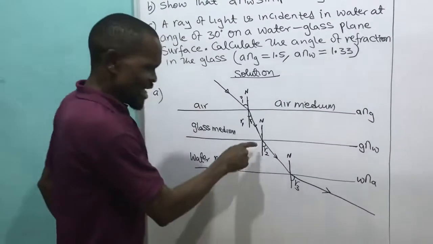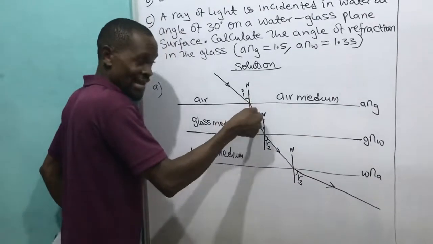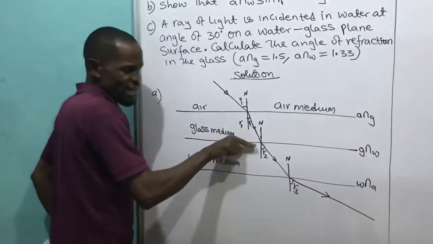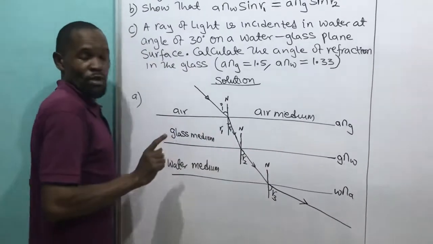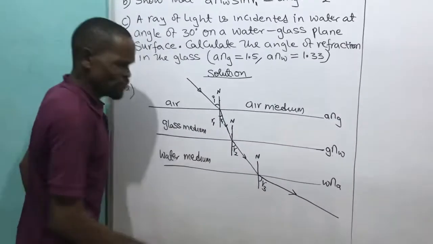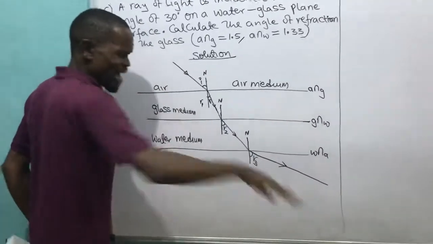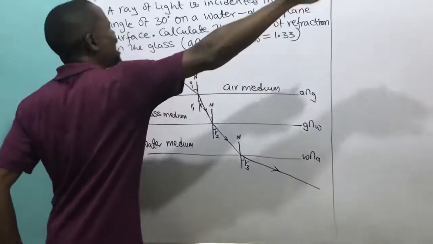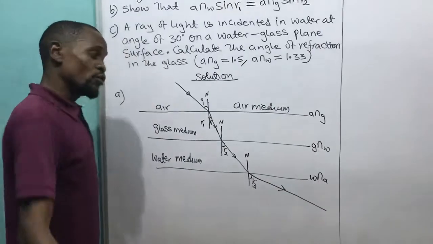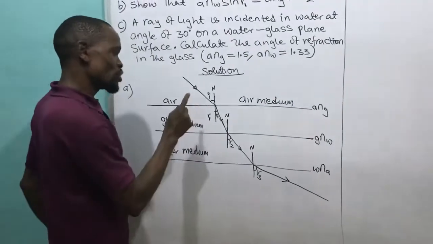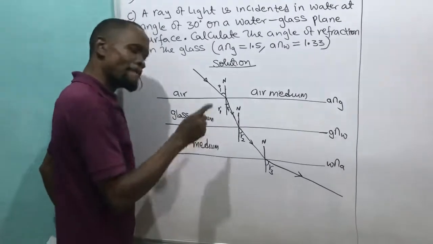Are you getting what I'm saying? That's what we mean by moving away from the normal. But when it was in glass, it came close to the normal. Then when it gets to water, what happened? It moved a little farther away than in glass. You get it right? Then when it emerged out into the air, what happened? It flies out, and that's why you see it move away from the normal. So the characteristics show me that glass medium is more dense than water medium.